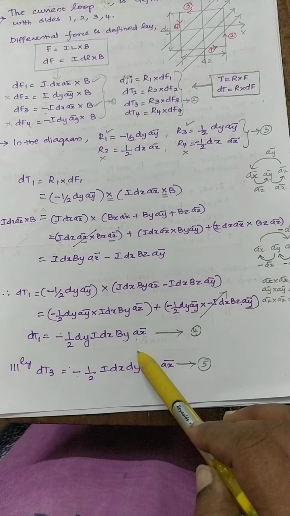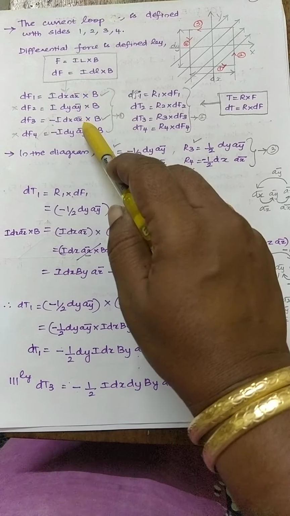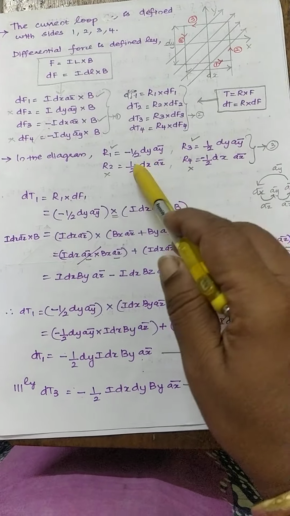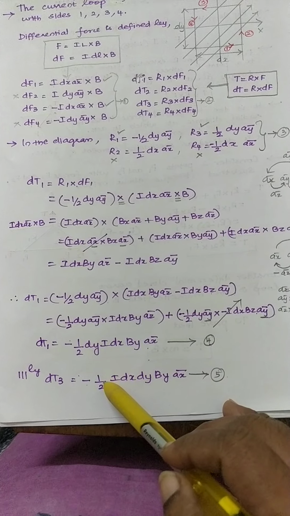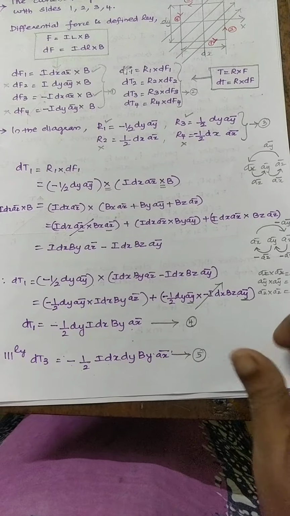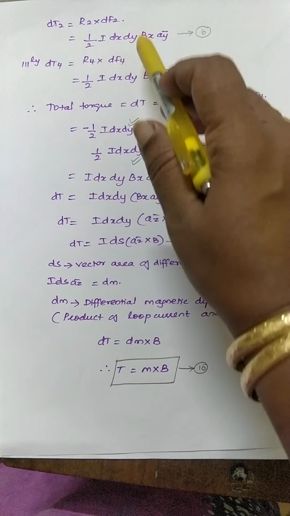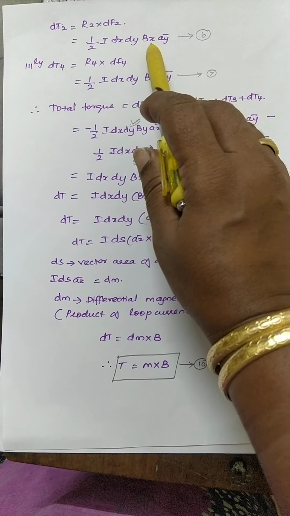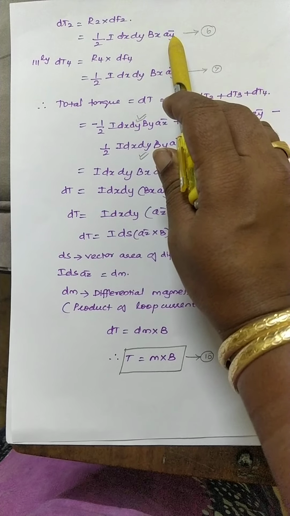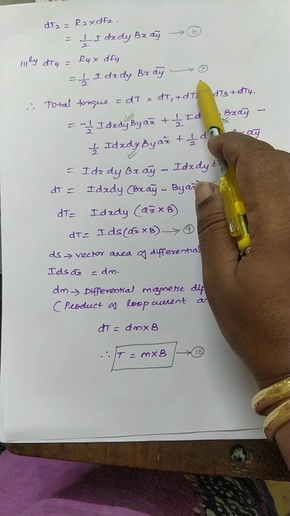Similarly, I can write dt3 because dt1 and dt3 are same. Because dF1 and dF3 are same only with a negative sign, which is also modified in the r value. So the value of dt1 and dt3 are same, minus half I dx dy of by Ax vector. Now similarly I can find out dt2 and dt4. dt2 is just a modification. In dt1 I had by of Ax, here I have bx of Ay. That's a simple difference. Similarly I can write dt4. Name the equations as 6 and 7.